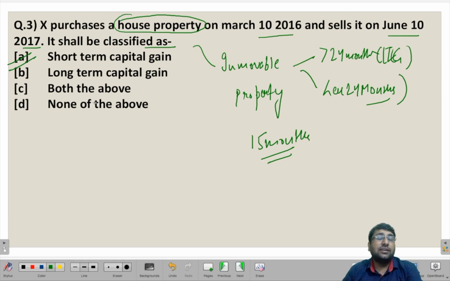So wherever you get such kind of question, first try to see what property is being talked about, and then have a look at the time period or the duration very carefully to determine whether it's a short term capital gain or a long term capital gain. Moving to the next question now.